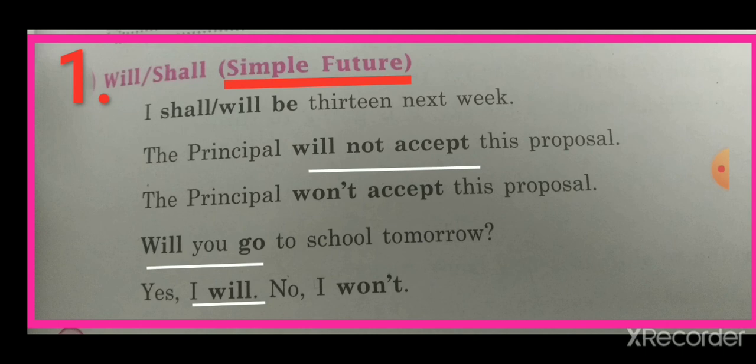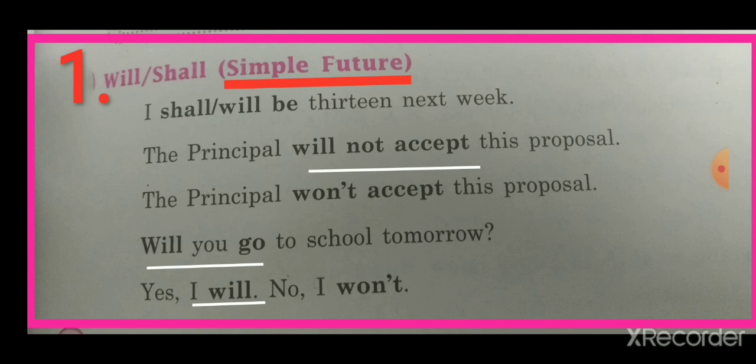That is simple future tense. In simple future tense, we use will or shall. Where do we use will or shall? Normally, we use will with all the persons, means first person, second person, and third person. But with first person, that are I and we, we may use shall instead of will. So, with first person, shall and will both are applicable. But even that, it's not common to use shall with first person.